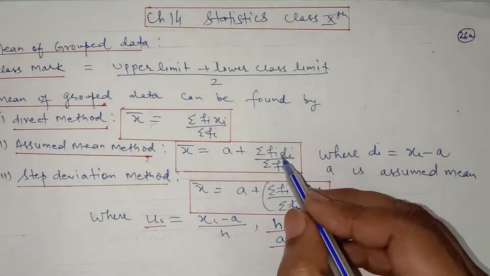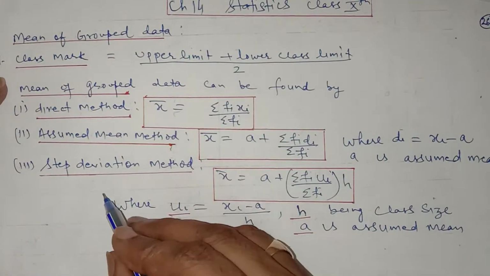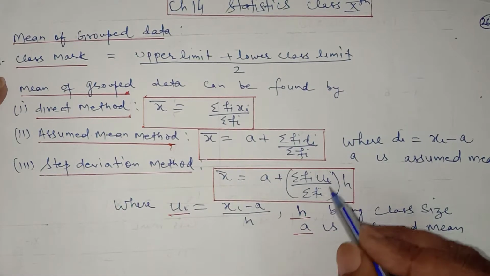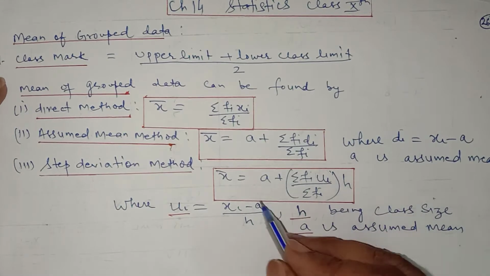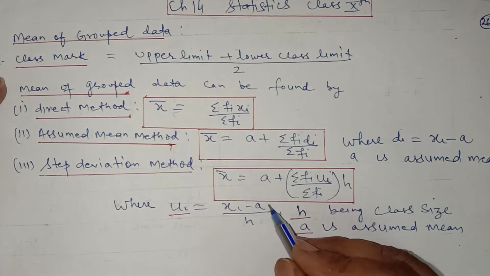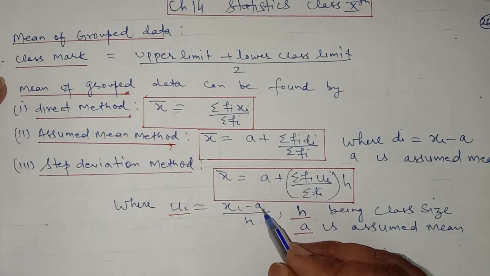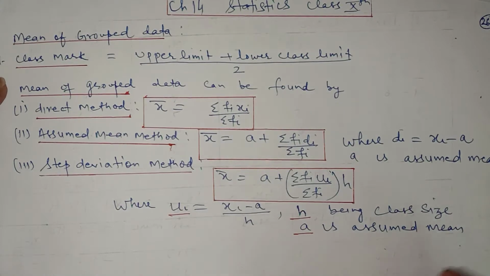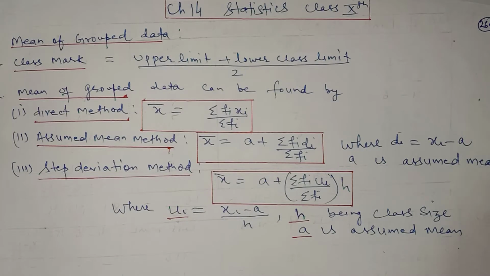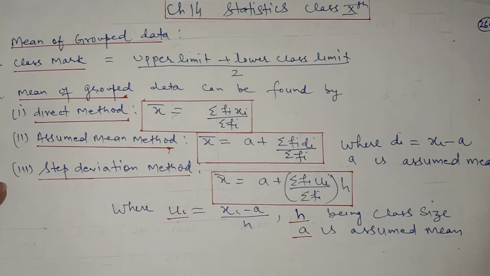Now the third method, the step deviation method: x bar is equal to a plus summation fi ui upon summation fi, into h. Here a again is the assumed mean and ui is (xi minus a) upon h, where a is the assumed mean and h is the class size of the grouped data. So this is the class mark and the mean of the grouped data, which can be found by the three methods: the direct method, the assumed mean method and the step deviation method.